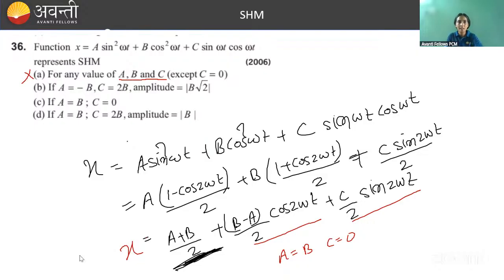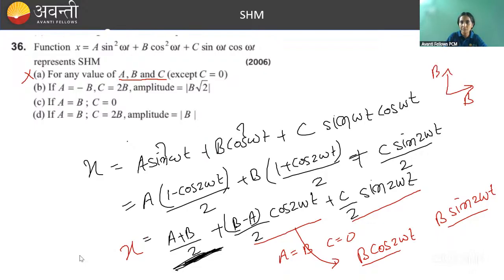Okay? Now let's check if A equal to minus B. So if A equal to minus B, in that case, what will happen to this thing? A को minus B लिखते हो 2B by 2. So this will become B cos 2 omega t. And C equal to 2B अगर आप लिखते हो, this will become B sin 2 omega t. ठीक है? So these two are two different SHMs with phase difference of 90 degree. So one is B, another is B with phase difference of 90 degree. Resultant will be how much? Resultant amplitude root 2B. So this seems correct answer B.